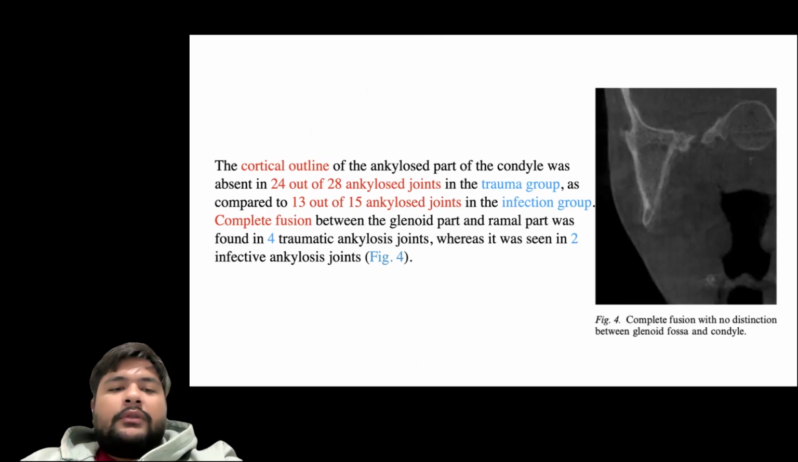So the cortical outline of the ankylosed part of the condyle was absent in 24 out of 28 ankylosed joints in the trauma group, as compared to 13 out of 15 ankylosed joints in the infection group. Complete fusion between the glenoid part and the ramal part was found in 4 traumatic ankylosis joints, whereas it was seen in 2 infective ankylosis joints.